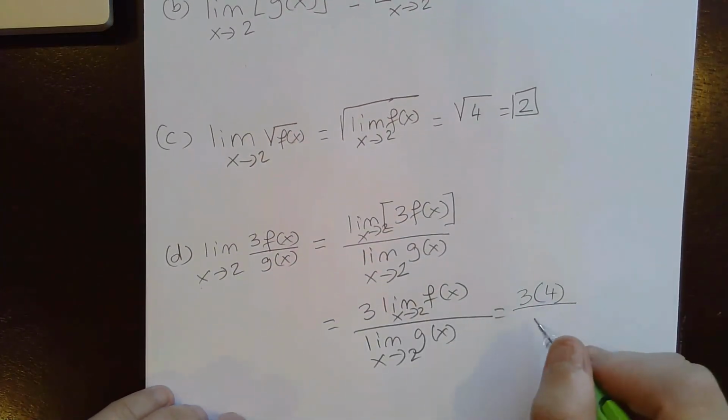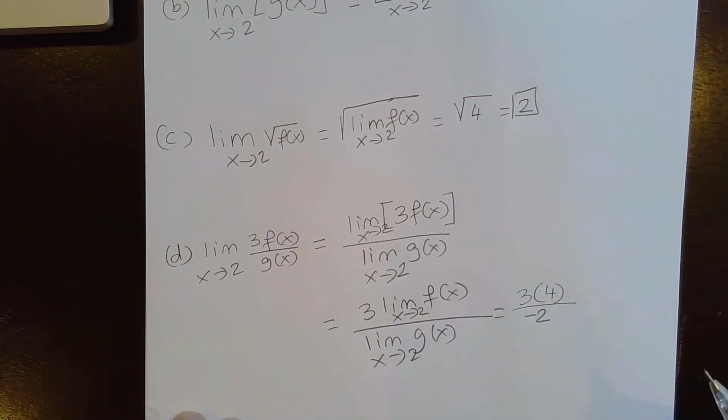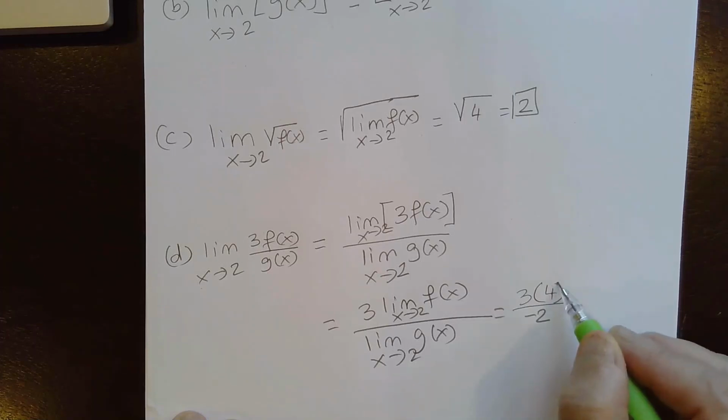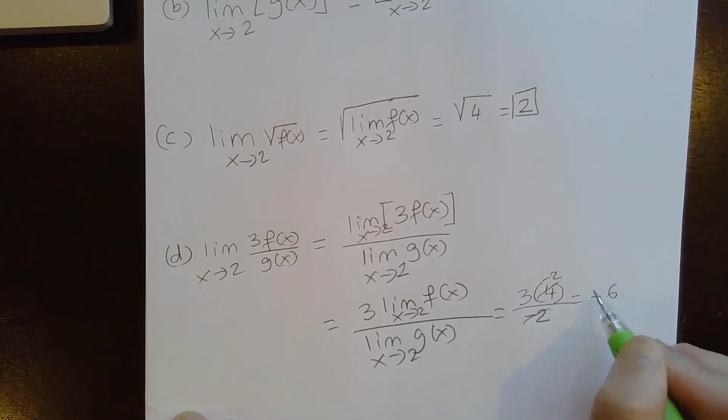You can multiply if you want to, but you can, if you want to, divide 4 by -2, which is -2. 3 times -2 is -6.